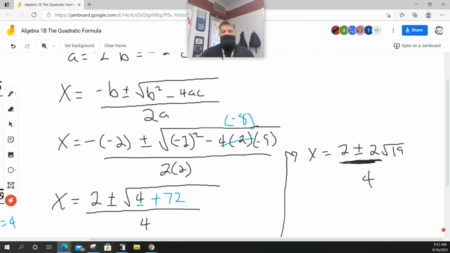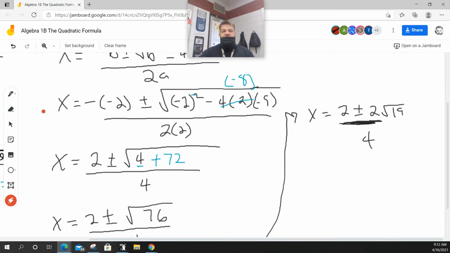So over here, I need to simplify this. But when I simplify a fraction, I got to think about the top. So I've got to factor a 2 out of both terms in the top. I'm going to say 2 times, what do I multiply 2 by to get 2? 1. What do I multiply 2 by to get 2 root 19? Root 19, all over 4.